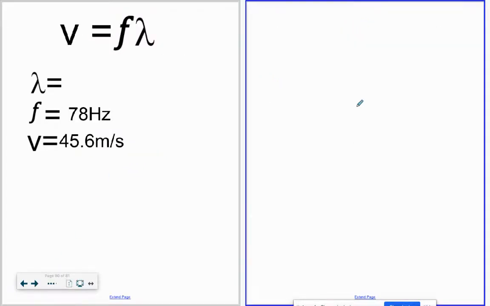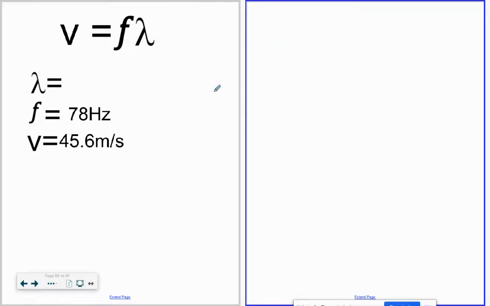So we have the same formula again, but as you can notice, the lambda amount, which is for wavelength, is missing. We are given the amount for frequency, also the amount of the velocity, and we need to determine the wavelength, which will be a unit that's measured in meters.